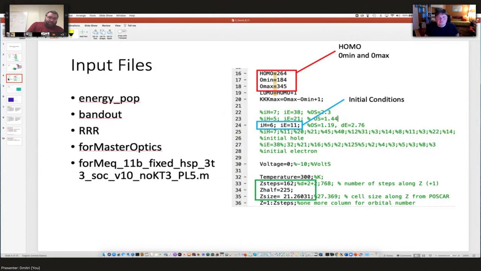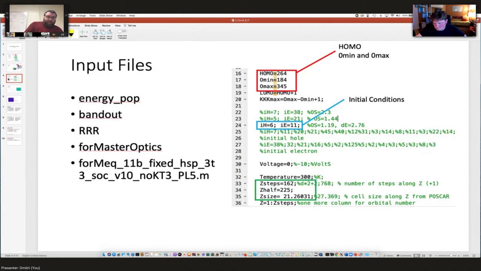So then this one also has some parameters that we want to set. Once again, in our red box, we have the HOMO, the OMIN, and the OMAX, which are the same as they were in the previous example. And in the blue box here, we have our initial parameter that we're using. So we have IH equals 6 and IE equals 11. And what that means is that we're exciting an electron from HOMO -5 to LUMO +10 as our initial condition.